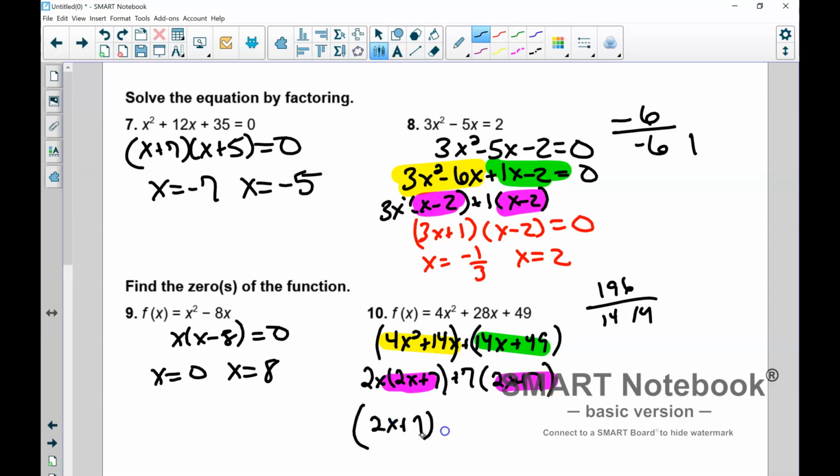So I have 2x plus 7 times 2x plus 7. Or written more simply as 2x plus 7 squared. Again, equal to 0. This one only has one solution. x is equal to negative 7 over 2.